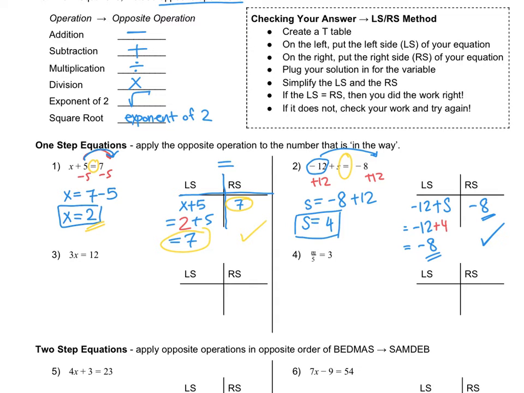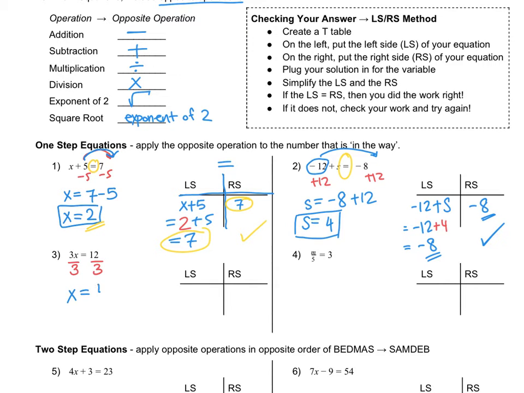Now, when I go to number 3, I see that I have 3x equals 12. The 3 and the x are attached by multiplication. The opposite of multiplication is division. So I'm going to divide 3x by 3, but whatever I do to one side, I have to do to the other. I have to balance it. So 3 divided by 3 is 1, which is perfect. Now I'm just left with x.